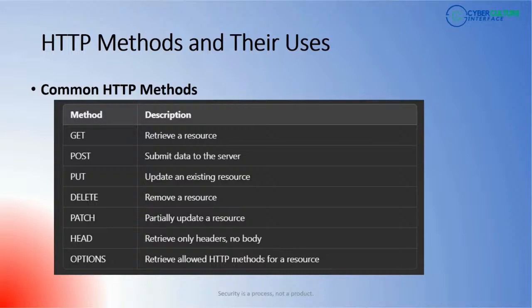If you call for a head alone, it will bring you the headers and you can look at the headers and see the details of what the content is like. Then options is when you retrieve the allowed HTTP methods for a result. So options will tell you the kind of HTTP methods that are available when you issue a command with options.